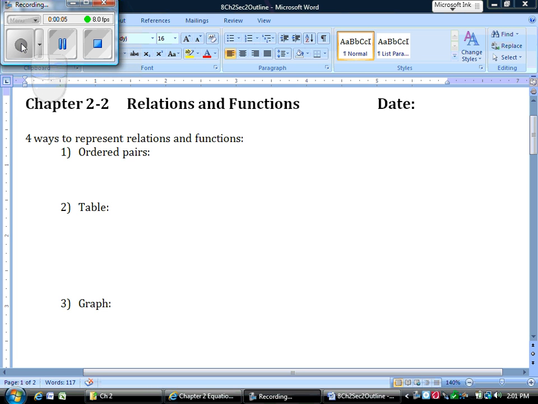We're starting into section 2 of chapter 2, talking about relations and functions now. This is going to have a little bit of review from last year in 7th grade, and we're going to extend it one step further. So let's go ahead and get started.